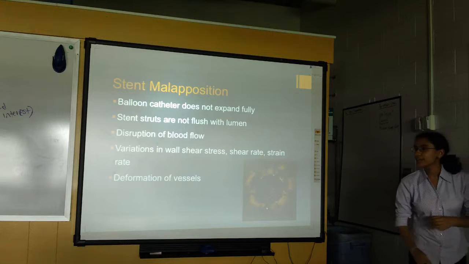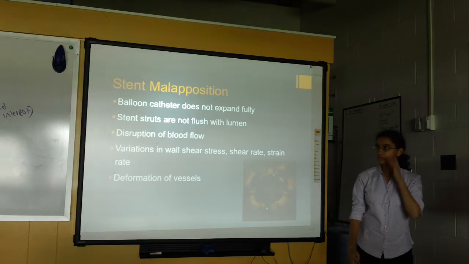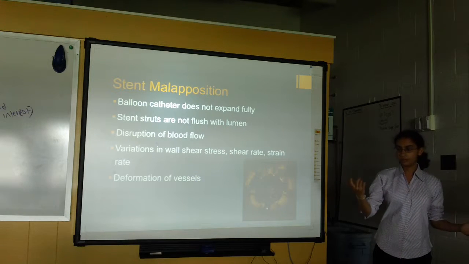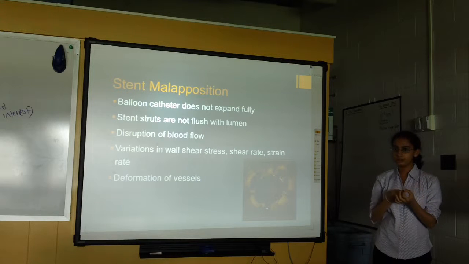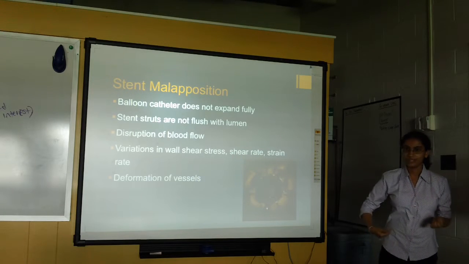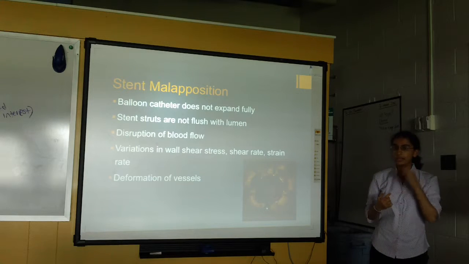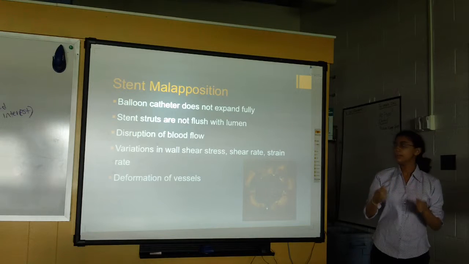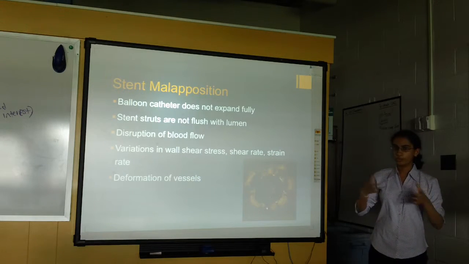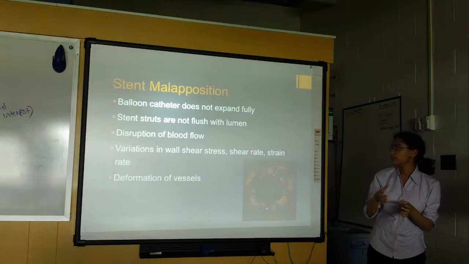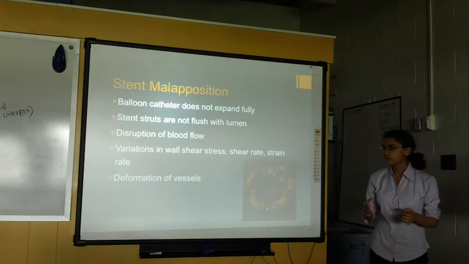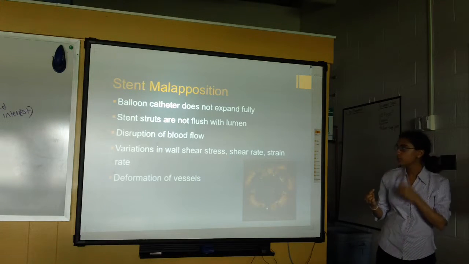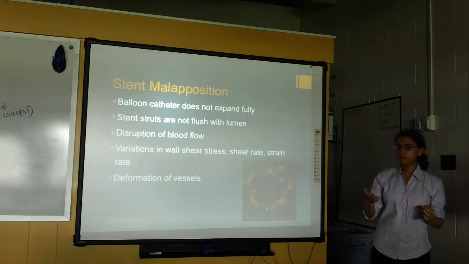Okay, malposition. That's one of the mechanical effects that we're looking at. It's basically how you put a stent into a vessel. It's basically like a wire called a catheter, and you put the stent onto the catheter, and you stick it up through your leg into the blood vessels, and you use a balloon that you inflate with water to open up the stent. But if the balloon doesn't open up all the way, the stent can collapse in on itself, and so the struts of the stent are not flush with the outside wall of the vessel's lumen, which disrupts blood flow through the stent.